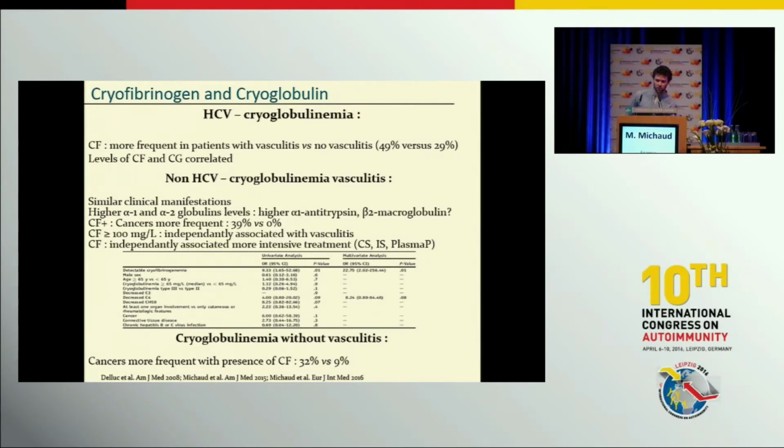To finish, cryofibrinogen is very frequently associated with cryoglobulinemia. And in HCV, patients who have cryofibrinogen have more frequently vasculitis. We found the same result in patients with non-HCV vasculitis. And CF was the only factor independently associated with the use of the most intensive treatment. And we found that cancer was more frequent in this population, as well as in patients with cryoglobulinemia without clinical vasculitis.